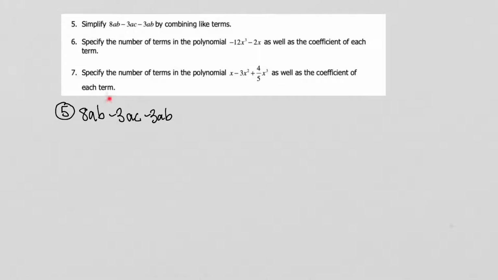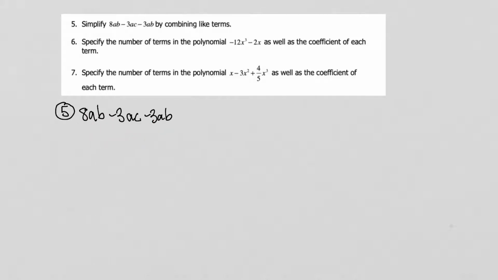Let's simplify this expression here by combining like terms. Now we have some like terms, right? Remember, this coefficient tells us how many of these things we have. So we have 8 of these things, ABs, and then we've got 3 of these things, ACs. Now ACs are different than ABs. So we've got 8 ABs, and then look over here, we have 3 more ABs, but we're going to subtract them. So we've got 8 ABs, and then we're going to subtract 3 of them.